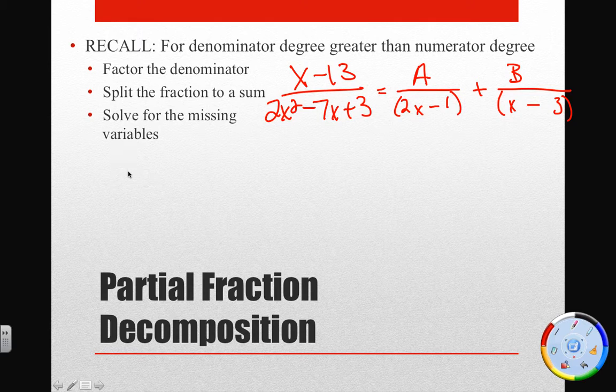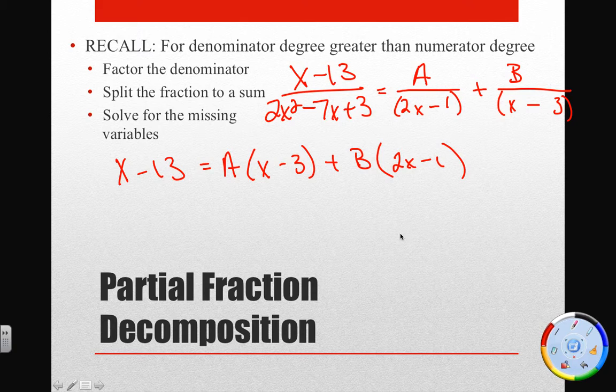So if I multiply the left side, I get x minus 13. If I multiply the right side, this thing cancels, but it leaves alone an x minus 3. The other one cancels, and it leaves alone a 2x minus 1. And here we go. We go, okay, well, this is just x minus 13. I can't use this for anything. So this is an ax minus 3a and a... actually, this isn't necessarily how it's always done. I'm going to try to show you the trick for this one.